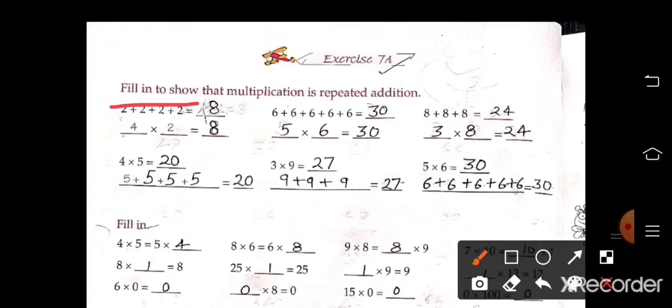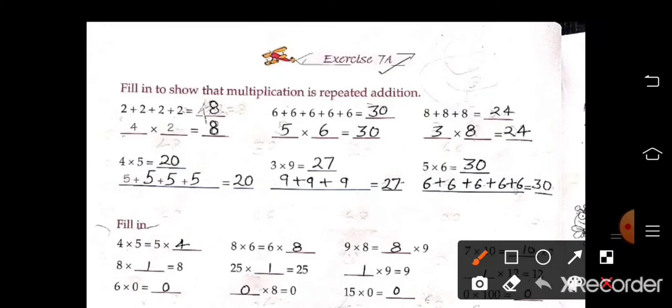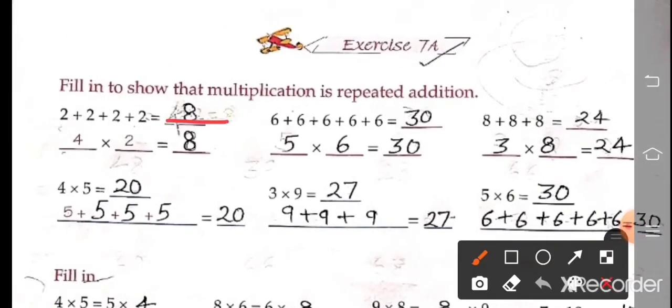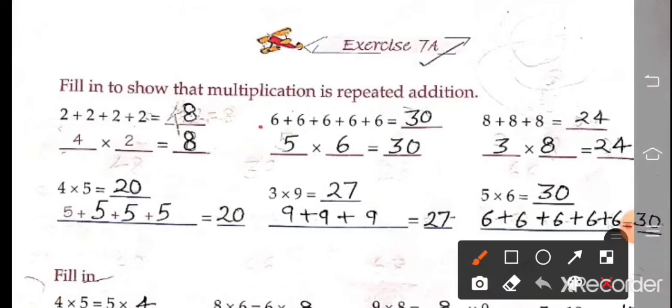Fill in to show that multiplication is repeated addition. Okay, so 2 plus 2 plus 2 plus 2 equal to 8, or 1 2 3 4, 4 times, multiply 2 equal to 8. Like this, 6 plus 6, 5 times equal to 30, or 5 multiply 6 equal to 30. 6 5s are 30.